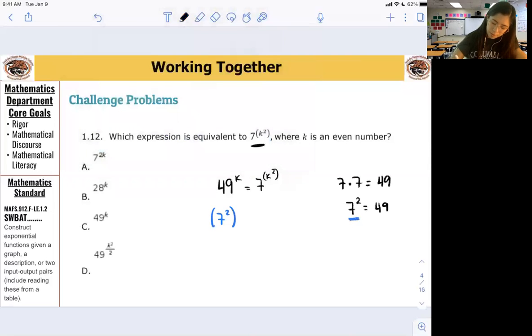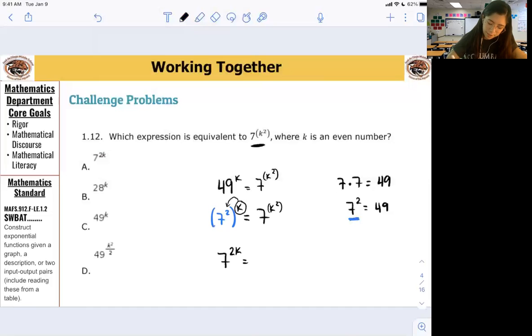So I have 7 to the power of 2 times k. Ooh, this is looking pretty close. What's the last thing I've got to do here? Multiply k. Good. So it would be 7 to the power of 2k.